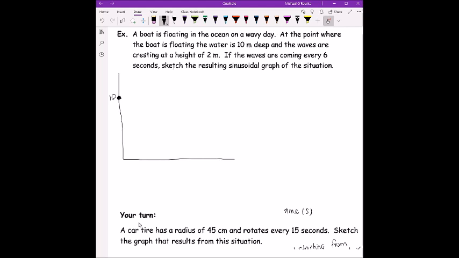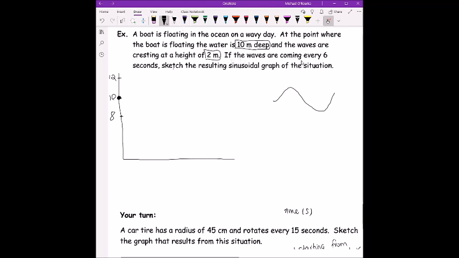Okay? So I know our boat is floating at 10 meters. Now if the waves are 2 meters, right, that means it's going to go up 2 meters and go down 2 meters. Okay? So if we put a check here where it says 12, that's as high as it's going to go, and the low part of my wave is going to be at 8. Okay? So the first part of the information was this. The waves are cresting at a height of 2 meters. So that was our second part here.